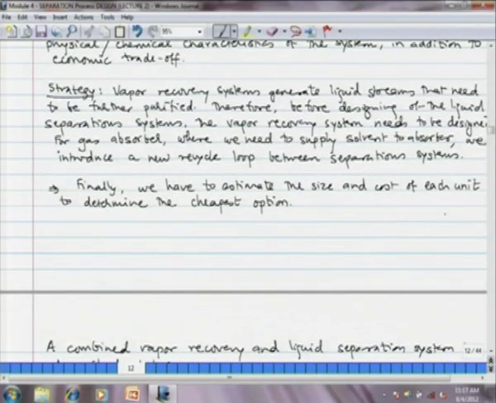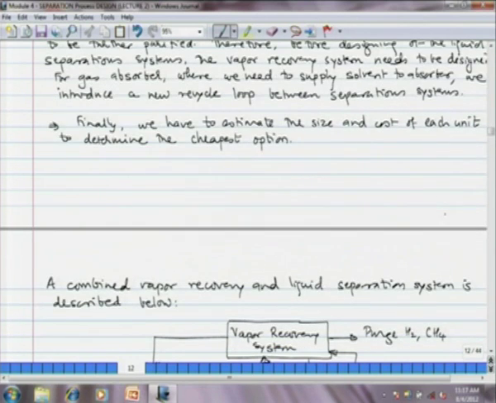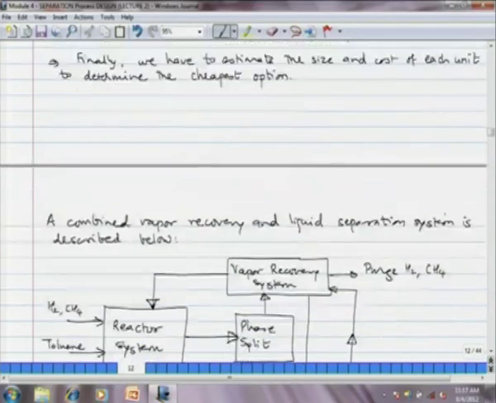The strategy is that the vapor recovery system generates a liquid stream that needs to be further purified. Therefore, before designing the liquid separation system, the vapor recovery system needs to be designed, okay, so that we can calculate the additional load on the liquid separation system in addition to the reactor effluent that is coming out, okay, the products. For a gas absorber, where we need to supply solvent to the absorber, we introduce a new recycle loop between the separation systems. And finally, we have to estimate the size and cost of each unit to determine the cheapest operation.